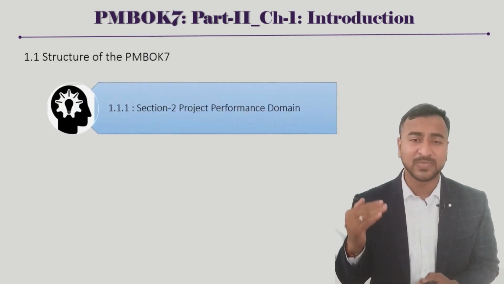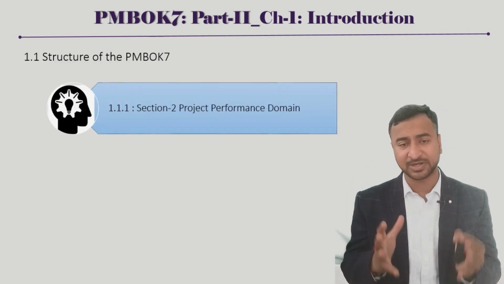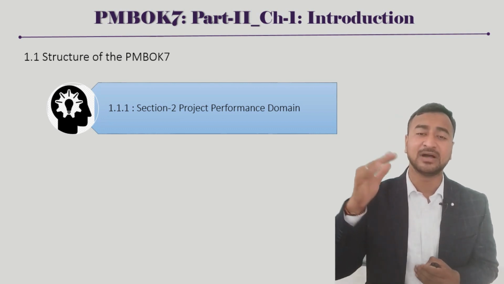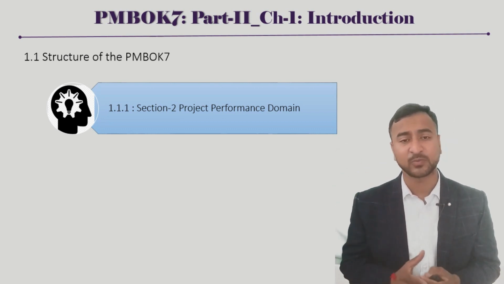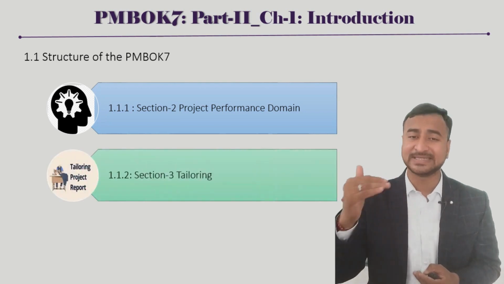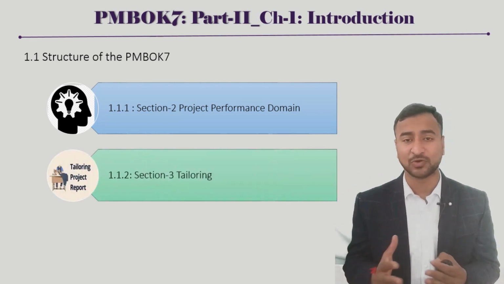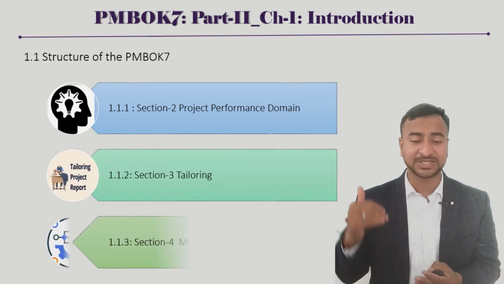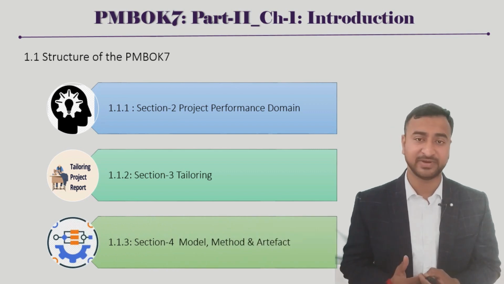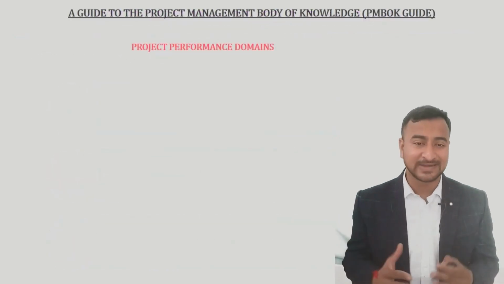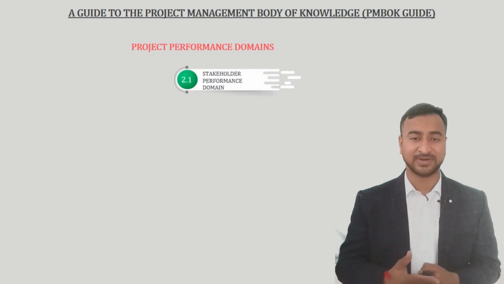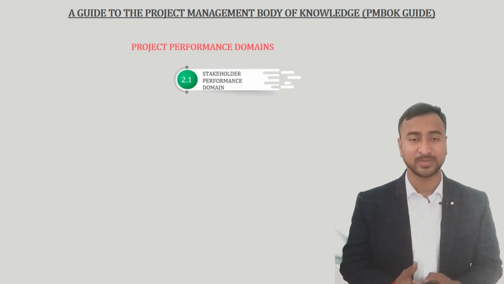The structure of this particular chapter, having a very overview of your project performance domain. Then section 2, that is your tailoring, and section 4, that is models, methods and artifacts. Now let's dive into the detail and discuss one by one. So first, project performance domain.